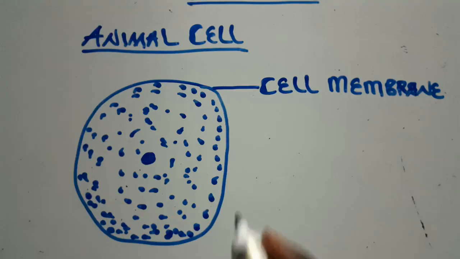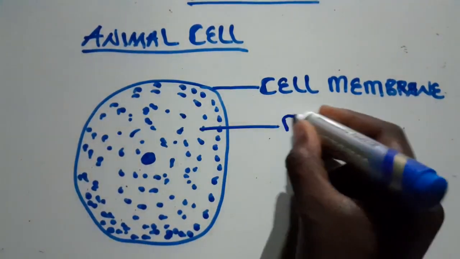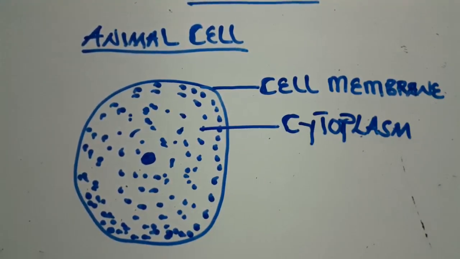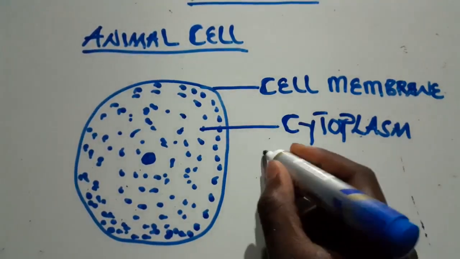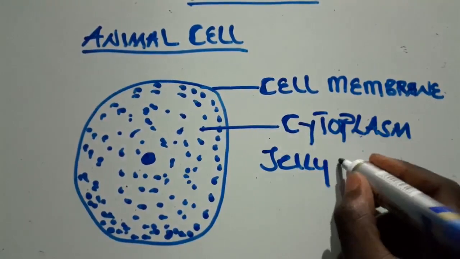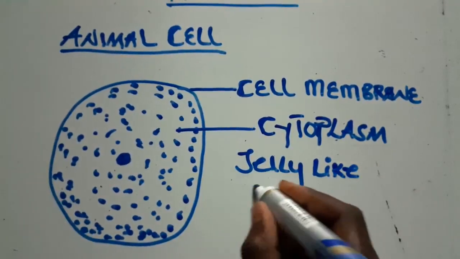So another part is called the cytoplasm. What is the function of the cytoplasm? The cytoplasm has been said to be a jelly-like structure.